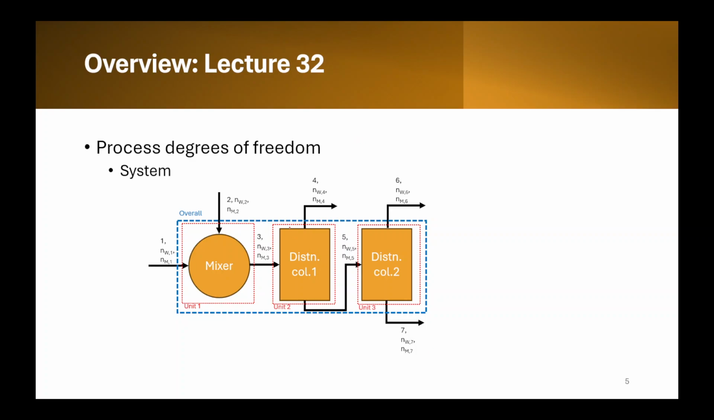Now, if you want to consider it for a particular unit, suppose this mixer, you need to define your system by drawing this boundary. After drawing this boundary, you see that the inlets are 1 and 2, but the outlet is now 3 only. Then for the second unit, the first distillation column, the inlet is the third stream while the outlets are 4 and 5. And the same goes for the second distillation column. The inlet is the fifth stream and the outlets are 6 and 7.